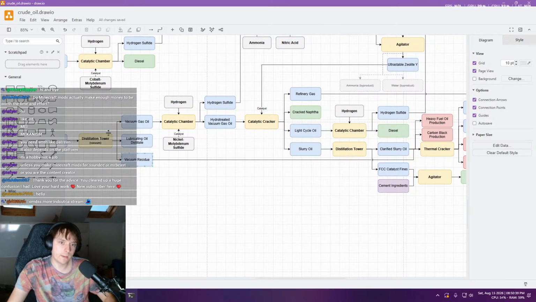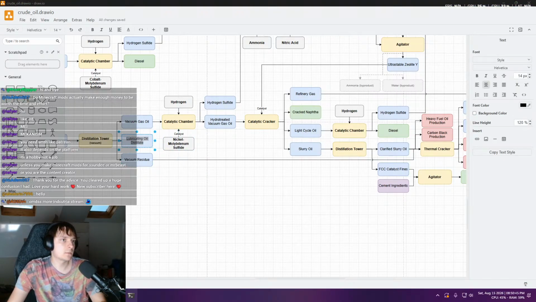So the next one then is lubricating oil distillate. Let's find what that was for. Oh, my entire PC is lagging, by the way, guys. You may have to give me a second.